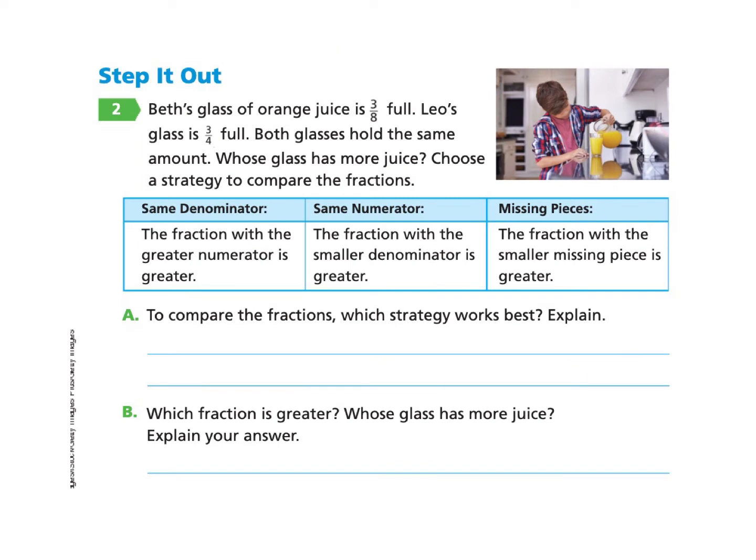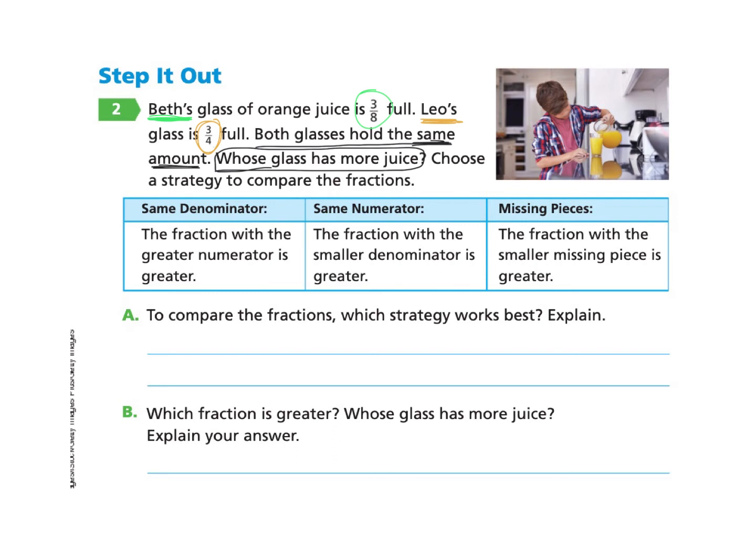Let's take a look at the next page, page 415, under Step It Out, number 2. Beth's glass of orange juice is 3/8 full. Leo's glass is 3/4 full. Both glasses hold the same amount. Whose glass has more juice? Choose a strategy to compare the fractions.